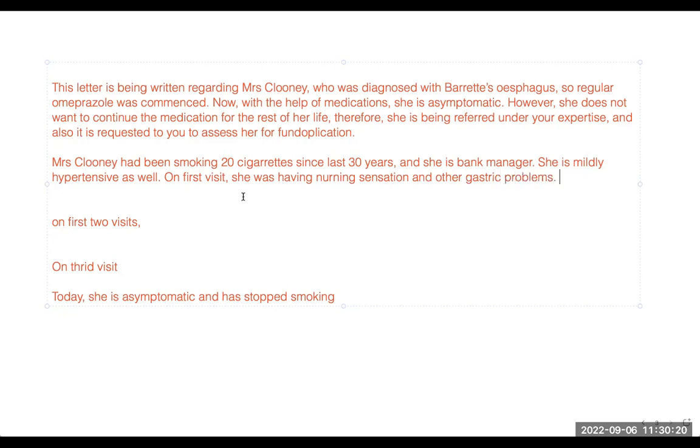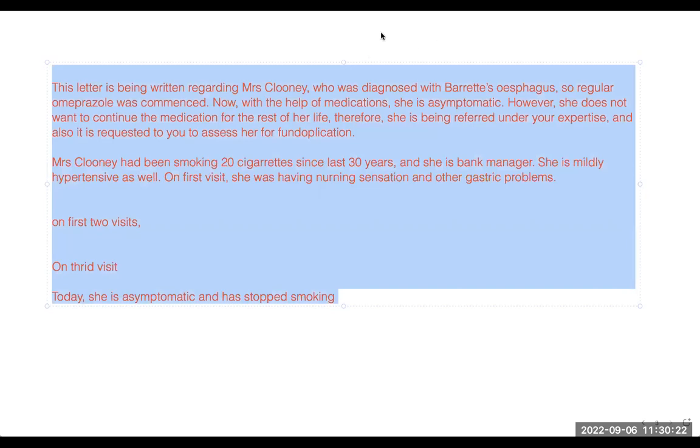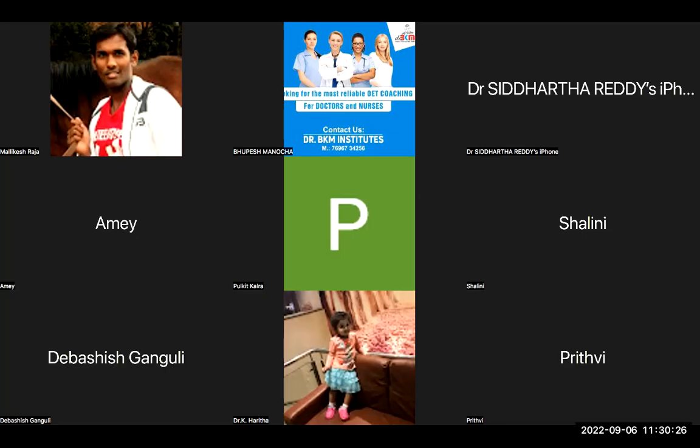If I want to pick anything from this, I would go to the letter itself so that we can discuss a few things. I could have written that she was having discomfort in the upper abdomen. Probably I would have chosen this word, or I would have said difficulty in swallowing solid foods. So a couple of things from these.